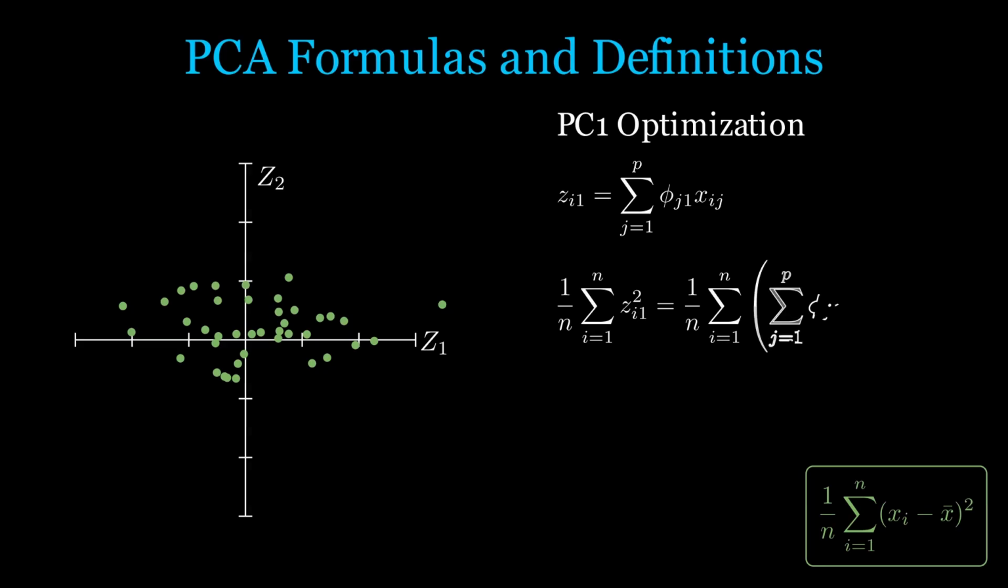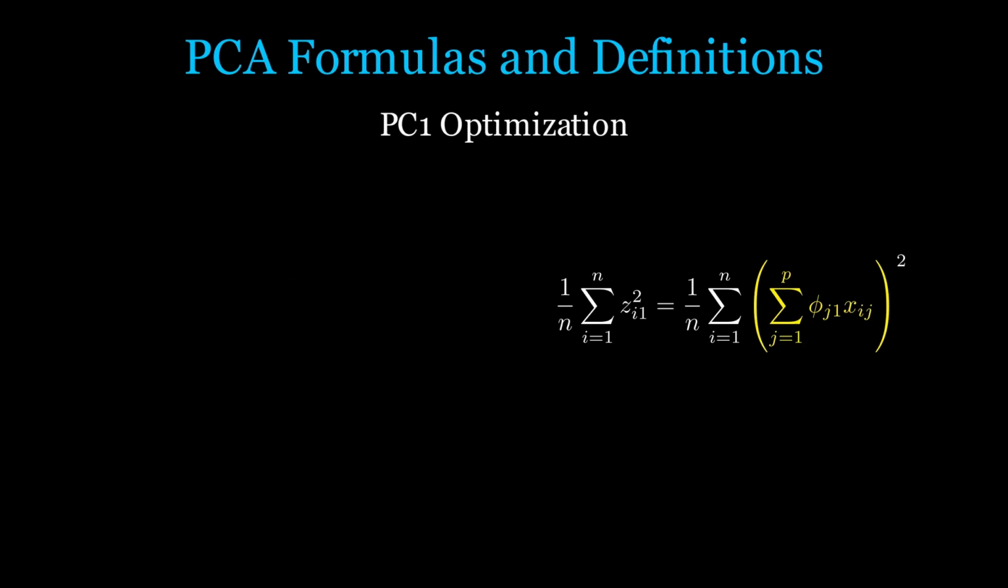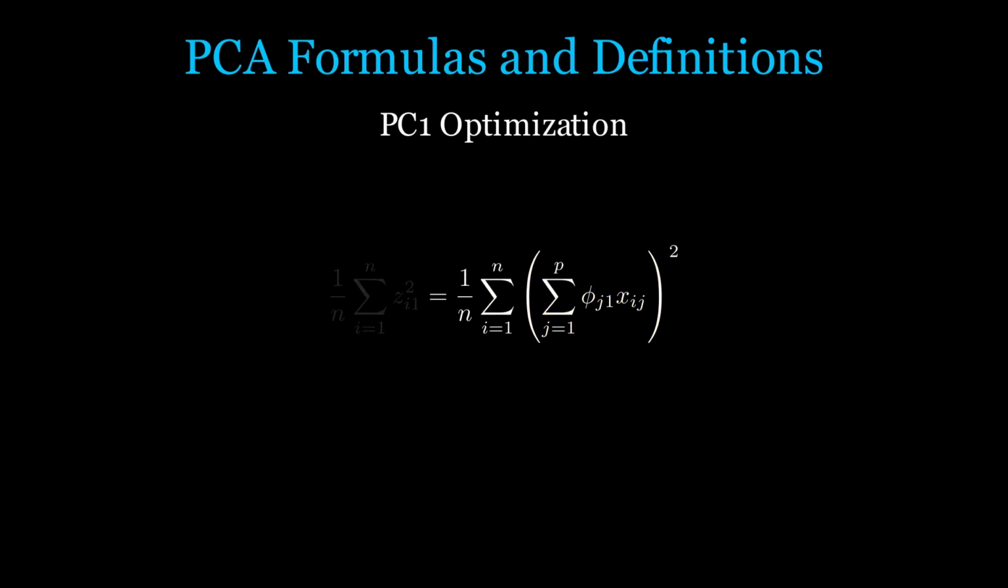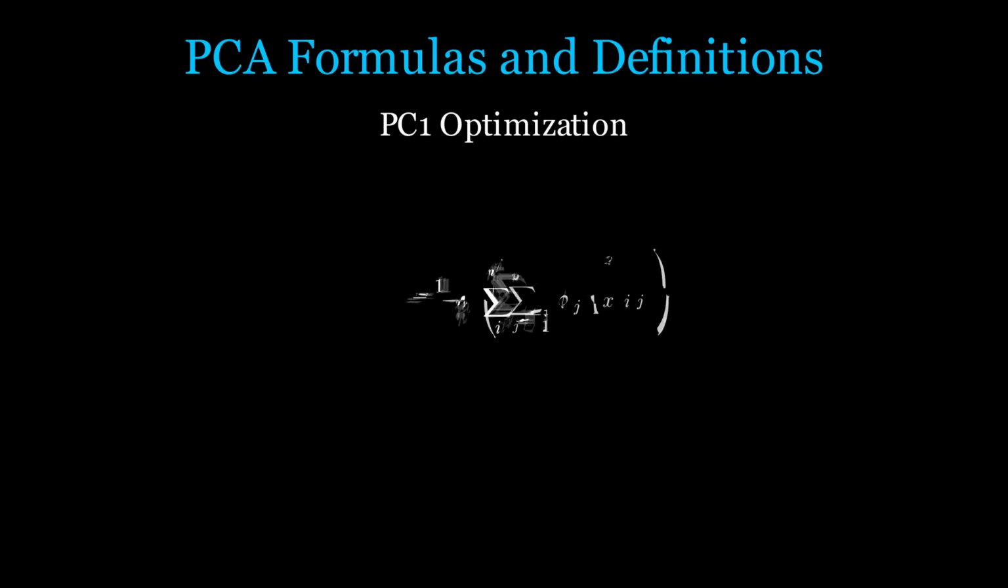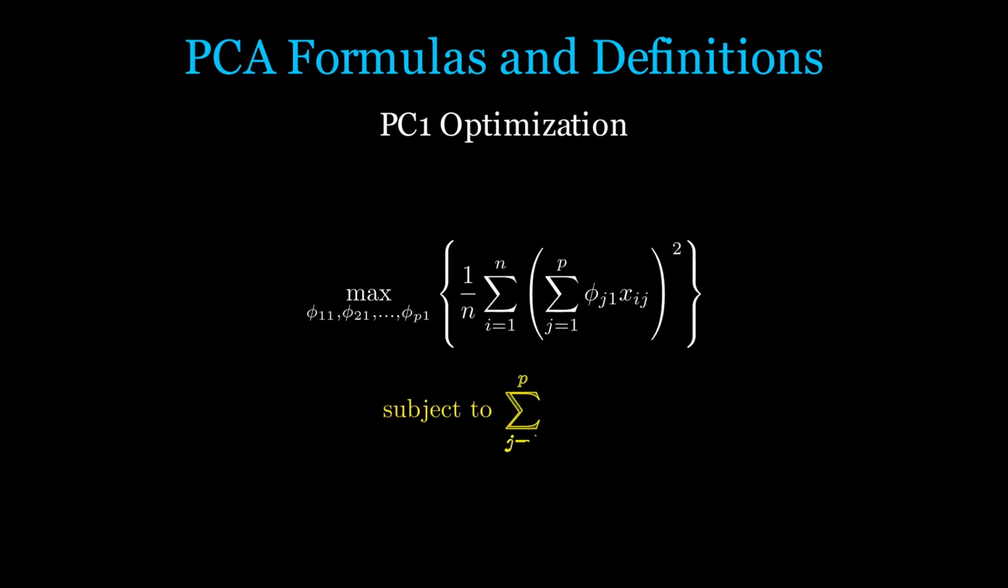Combining this with our score formula, we can express the variance of the first principal component in terms of the original predictors. Now we just clean up the notation by adding a max operator. This equation now tells us that we are looking for the loadings phi that maximize the variance of the scores, subject to the unit constraint mentioned earlier. Again, this equation is solved by eigendecomposition, which is a topic beyond the scope of the exam.